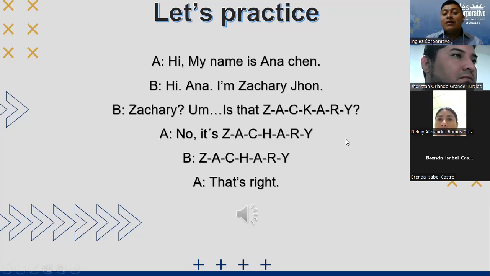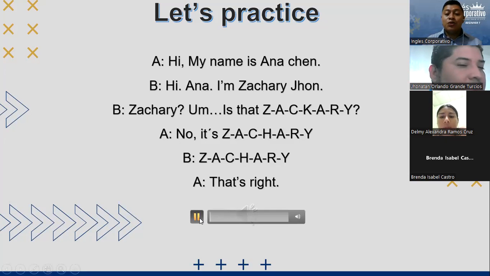¿Dónde escucharon esta conversación? ¿Se recuerdan? En el examen está. Okay, that's great. So let's listen again and pay attention to the pronunciation, and then we're going to practice this small conversation tonight. So here we go.